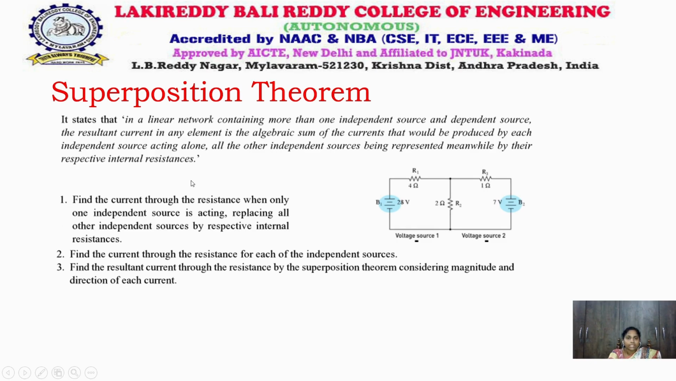Now there is a procedure to find this. First, find the current through the resistance when only one independent source is acting, replacing all other independent sources by their respective internal resistances. Then find the current through the resistance for each of the independent sources. The third point is to find the resultant current through the resistance using the superposition theorem, considering the magnitude and direction of each current.